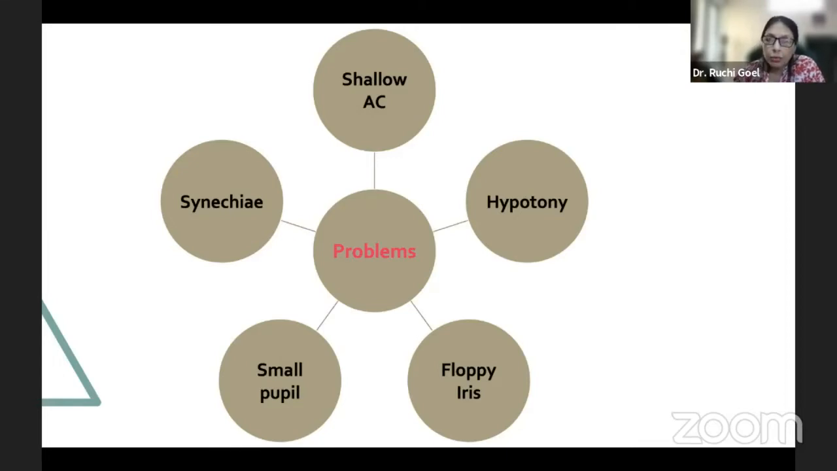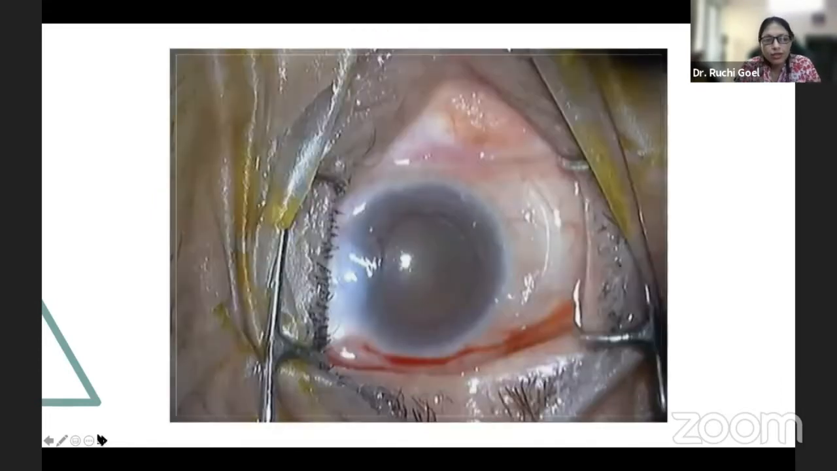The iris may tend to be floppy. And if there is a pre-existing trabeculectomy, the patient may have a hypotonous eye. And we all know that for the nuclear delivery, it is pertinent to have at least a normotensive eye for the nucleus to come out. So these are the issues that one needs to think about when doing a cataract surgery.